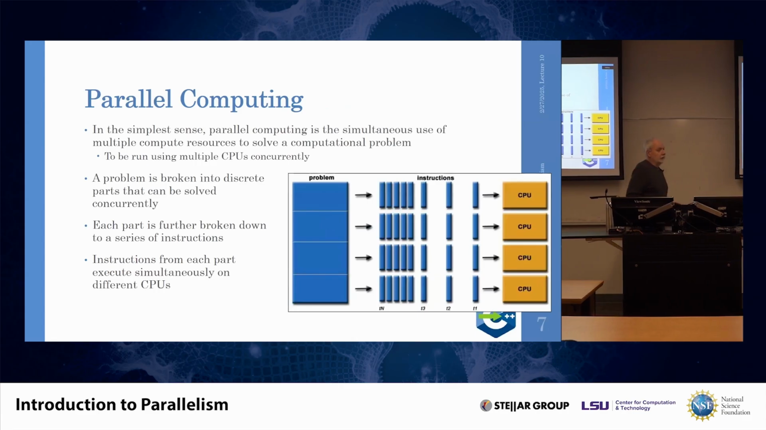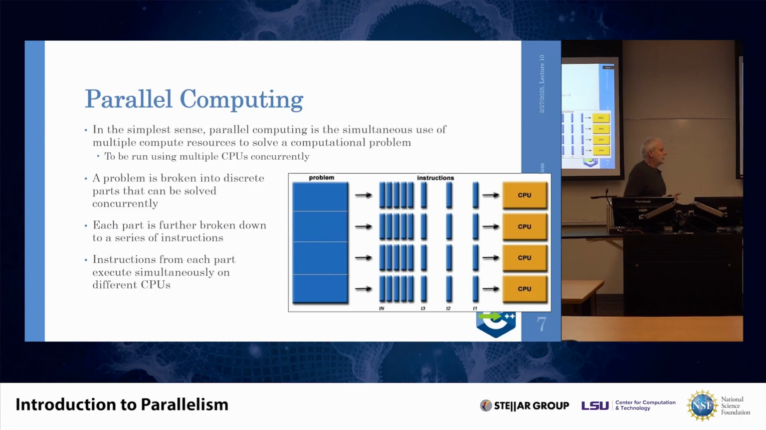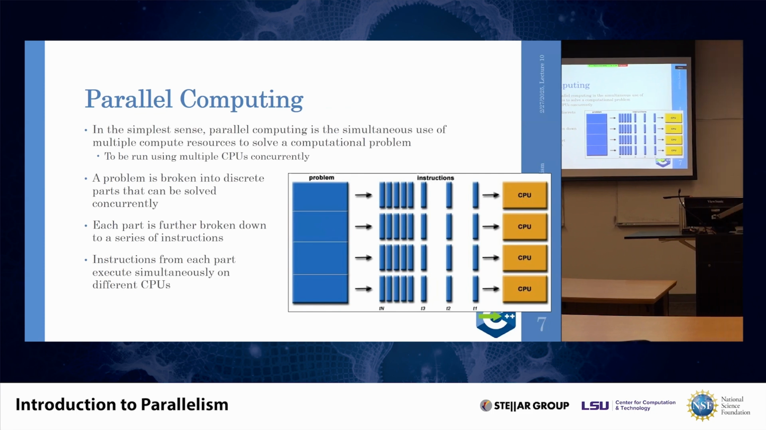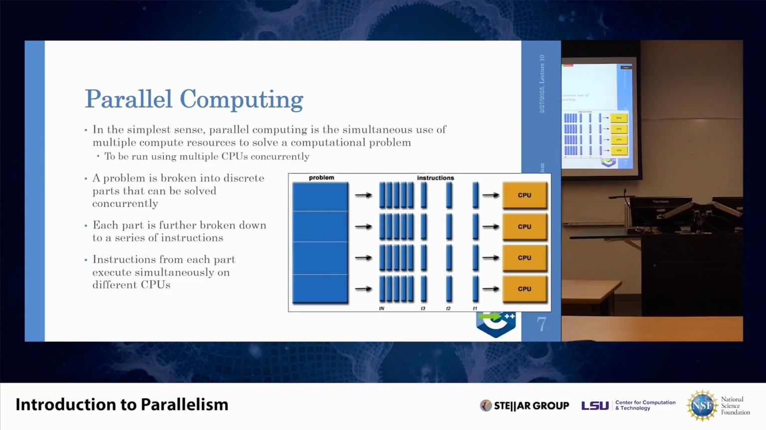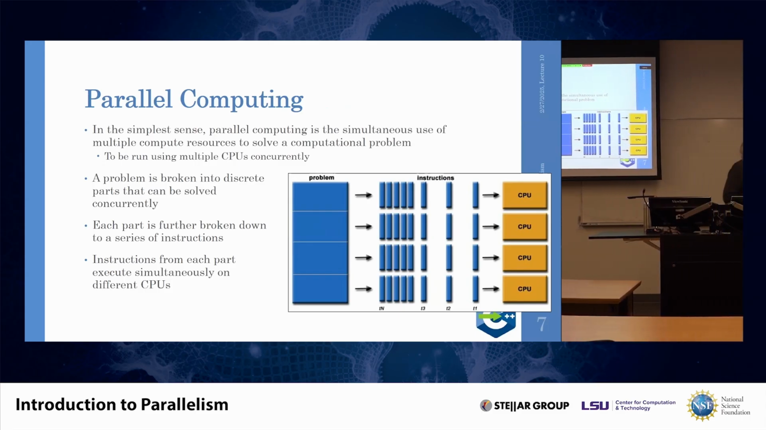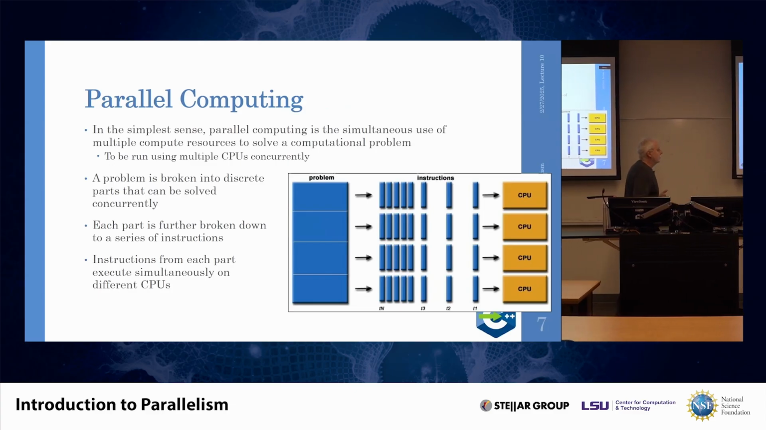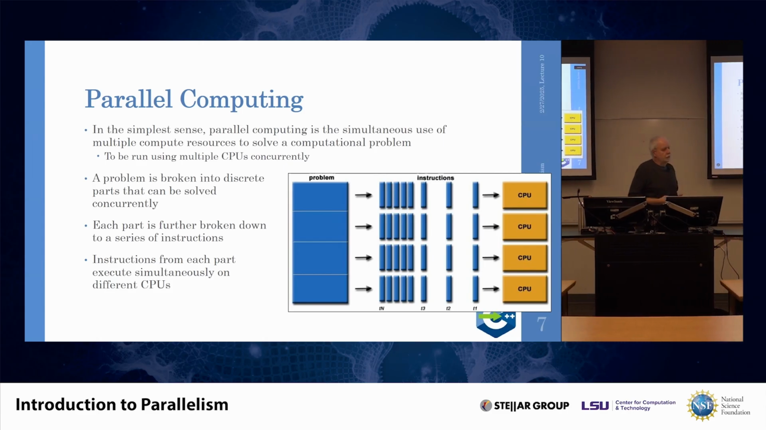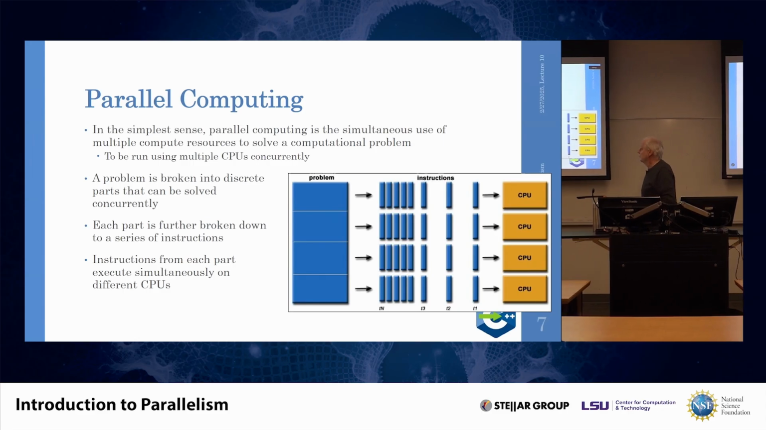Parallel computing is nothing else than having many single computers running at the same time. You have a big problem, and you have to break it down into smaller pieces. Each of those pieces is further broken down into a stream of instructions, and these instructions are being executed simultaneously on many CPUs at the same time.